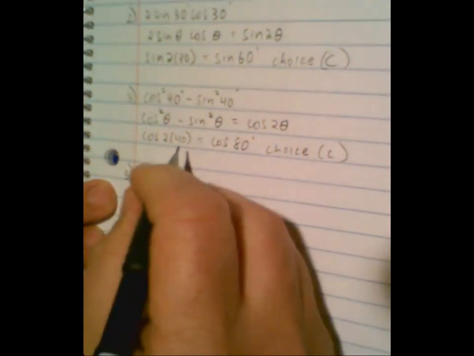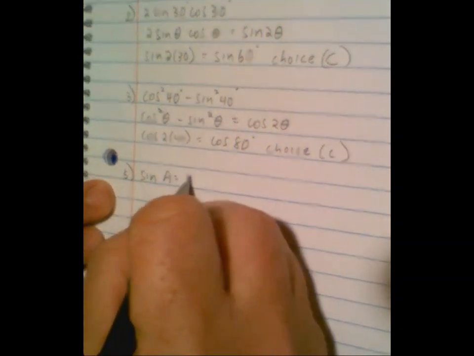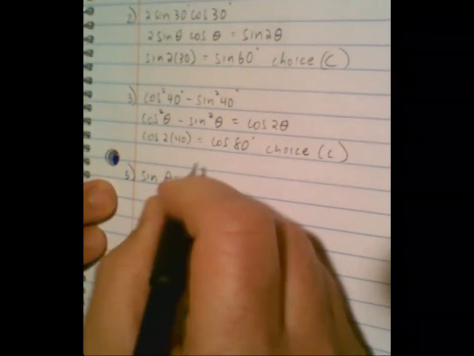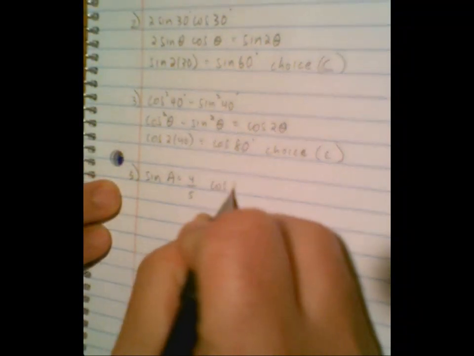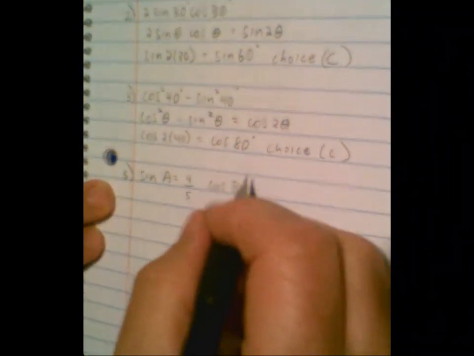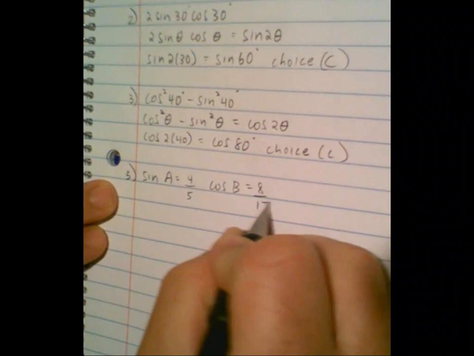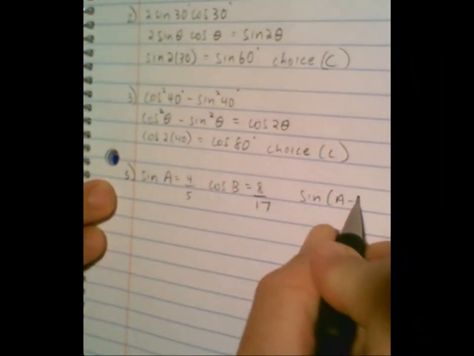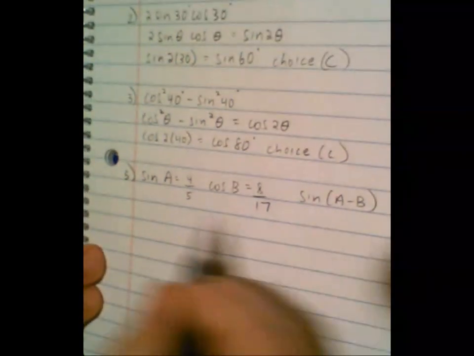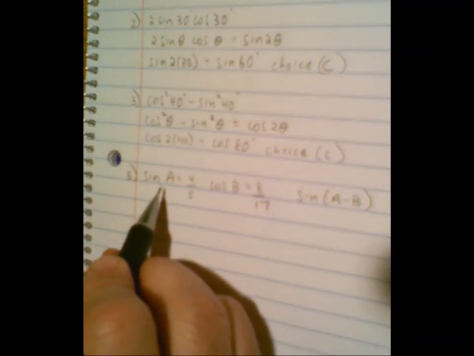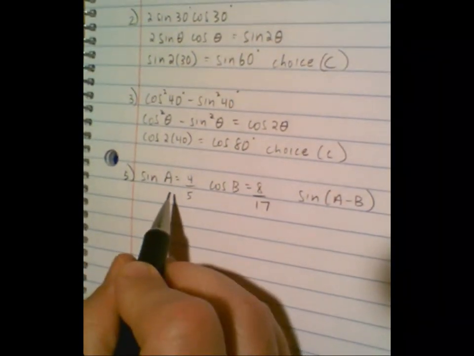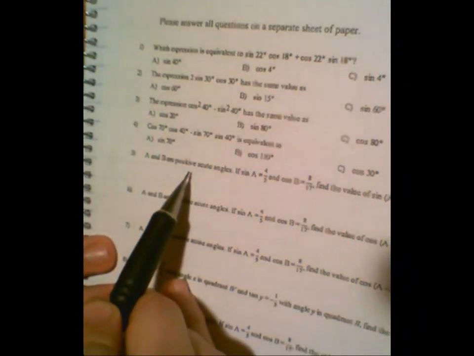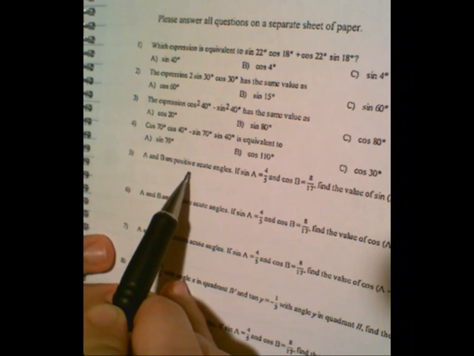So number 5 says the sine of A is 4 over 5, and the cosine of B is equal to 8 over 17. And they want us to find the sine of A minus B. But very important, it's said in the question for number 5 that A and B are positive acute angles, which means they're in quadrant 1.